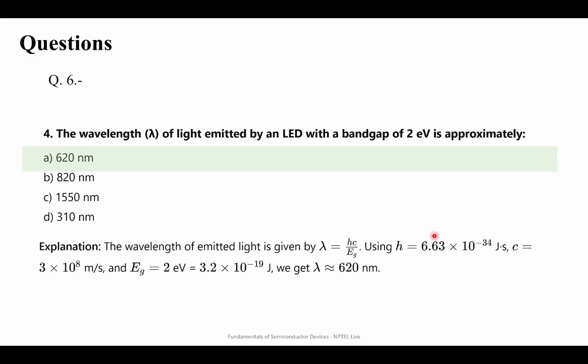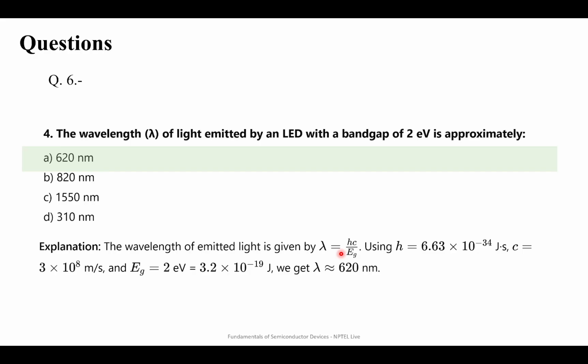That is correct. The answer would be 620 nanometer. You know the formula for calculating wavelength from energy is hc by E, and if you put these values you will get around 620 nanometer.